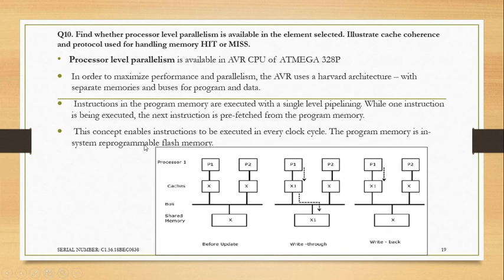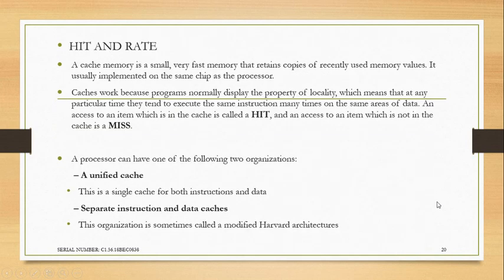This diagram explains cache coherence, hit and miss. A cache memory is a small, very fast memory that retains copies of recently used memory values. It is usually implemented on the same chip as the processor. Caches work because programs normally display the property of locality, which means that at any particular time they tend to execute the same instructions many times on the same areas of the data.